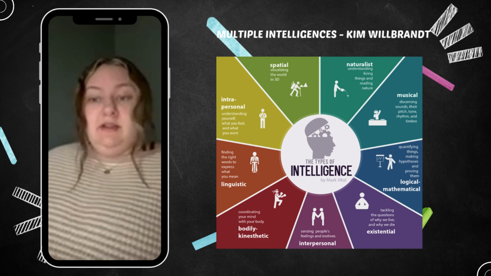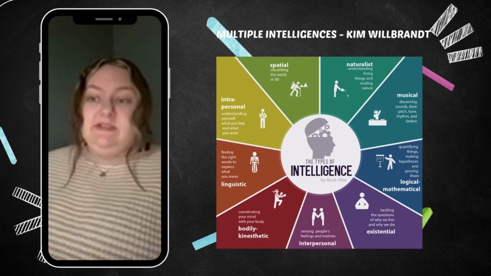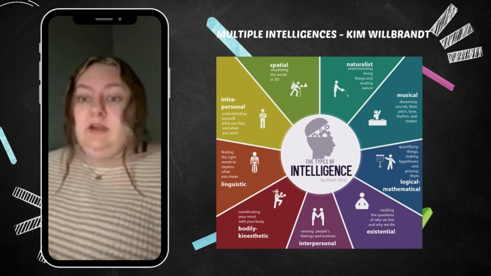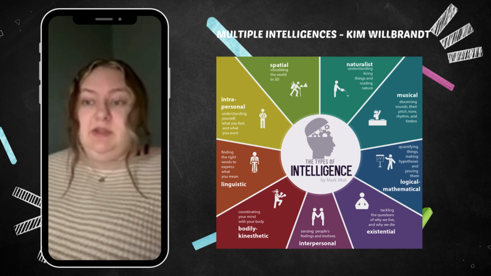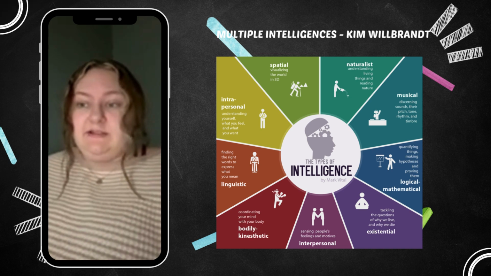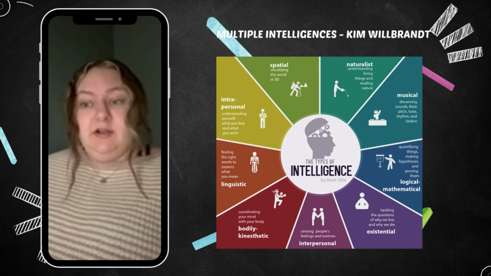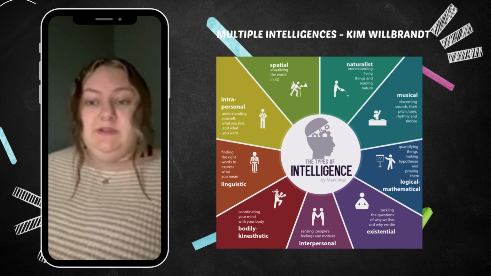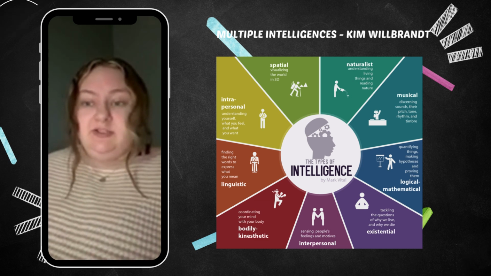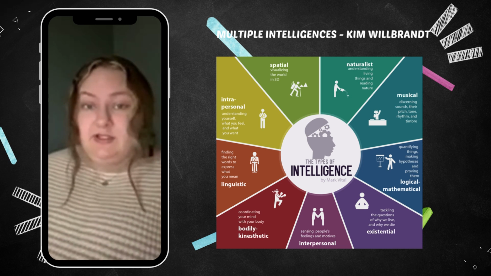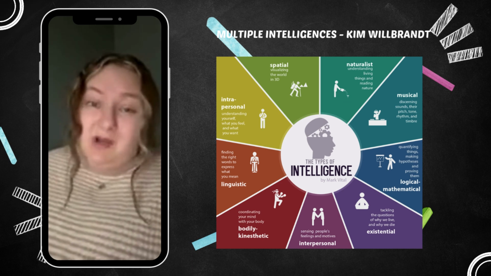We have musical intelligence. That's the ability to perceive, distinguish, transform, and express sounds and musical tones. Interpersonal intelligence. That's the ability to understand and interact effectively with others. We have intrapersonal intelligence. That's existing or occurring within oneself and within one's mind. Naturalist intelligence, learning based from nature. And then we also have existential intelligence, which is what we consider to be life smart.